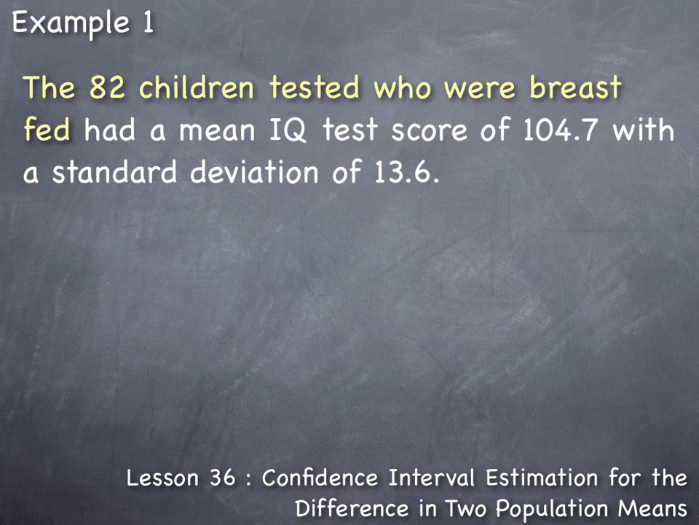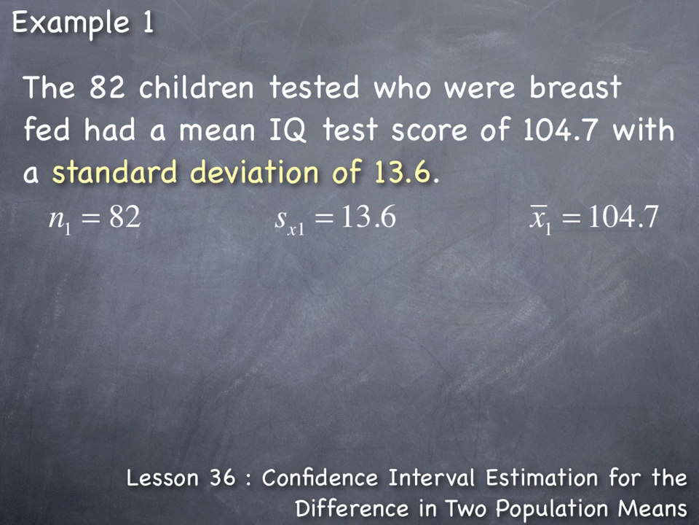So when we're told that the children tested who were breastfed had a sample of 82, the children who were breastfed as infants is our first population, and the 82 children tested was our first sample size. So here we know that n1 equals 82. Now this sample had a mean IQ test score of 104.7. Thus the first mean, x bar 1, equals 104.7. With a standard deviation of 13.6, tells us that our first standard deviation, Sx1, equals 13.6.